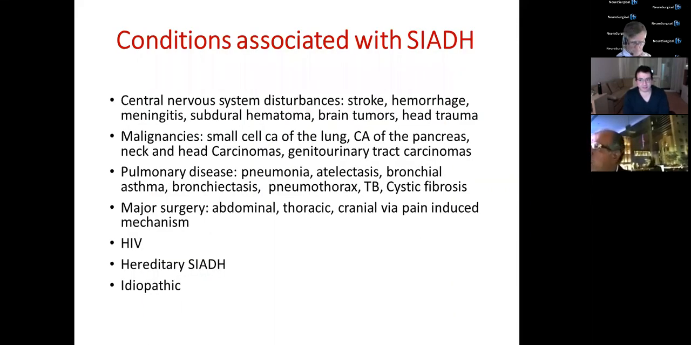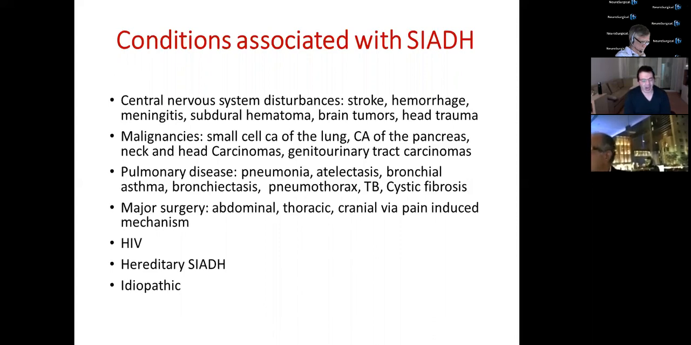There are a lot of other conditions associated with syndrome of inappropriate ADH secretion. Any central nervous system disturbance like stroke, hemorrhage, or subdural hematoma can cause it. Also, malignancy, particularly small cell carcinoma of the lung, carcinoma of the pancreas, head and neck carcinomas, and genitourinary tract carcinomas can cause the syndrome of inappropriate ADH secretion.